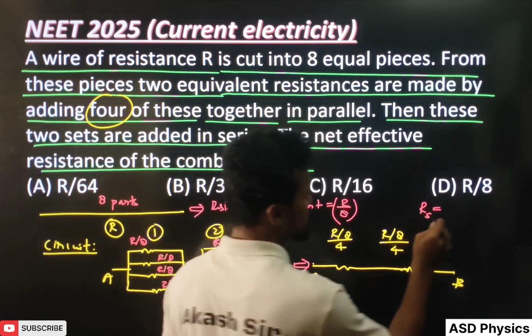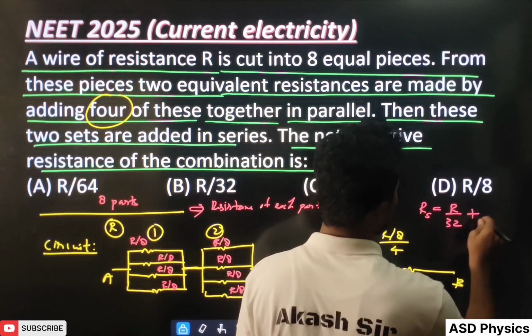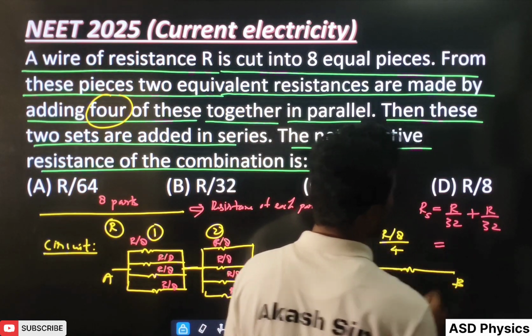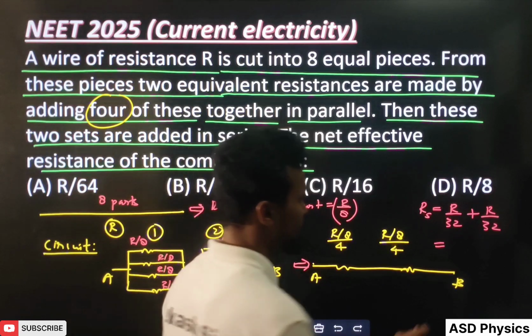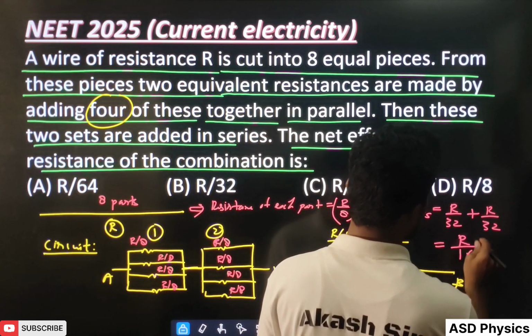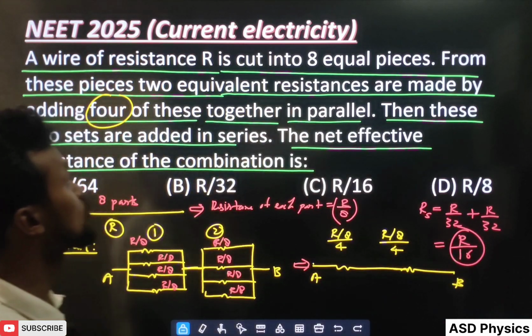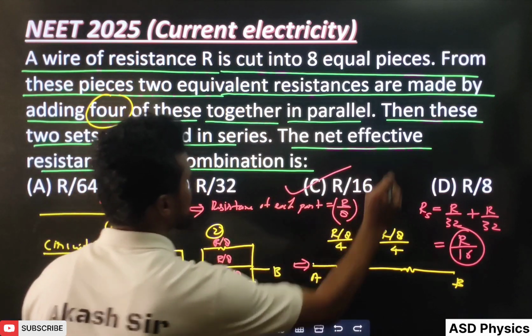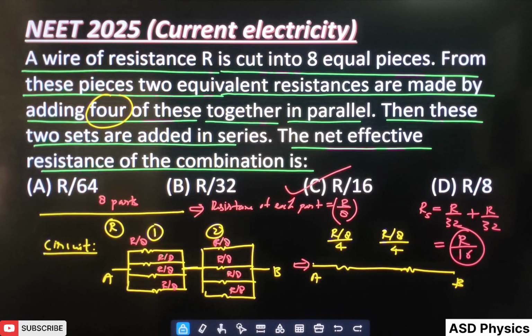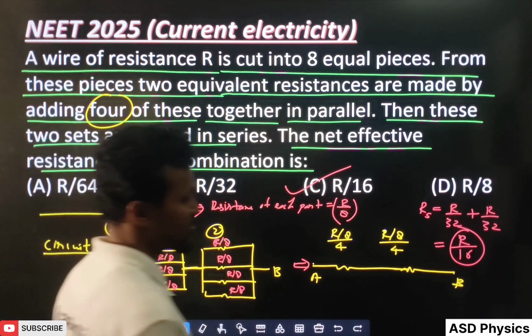R by 8 by 4 means we can write here R by 32 plus R by 32. So R by 32 plus R by 32, 2R by 32. And 2R by 32 means how much here? R by 16. So which option is correct here? R by 16, C. Now equivalent. This is also from the current electricity chapter.